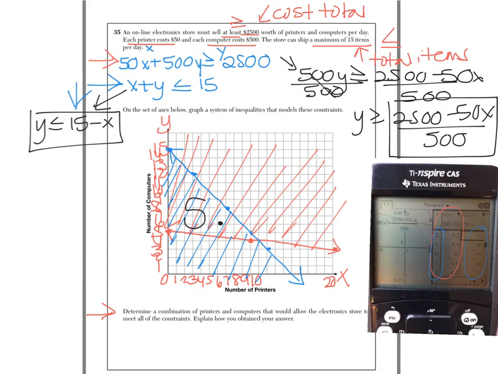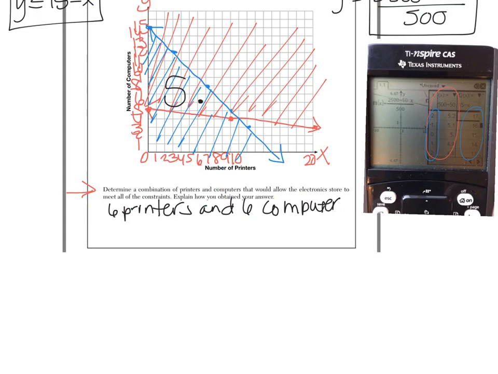So we can have 6 printers and 6 computers. That would allow the store to meet all the constraints. And the way in which I obtained the answer is that I picked a coordinate from the crosshatched area, or the solution set, that fit both criteria.